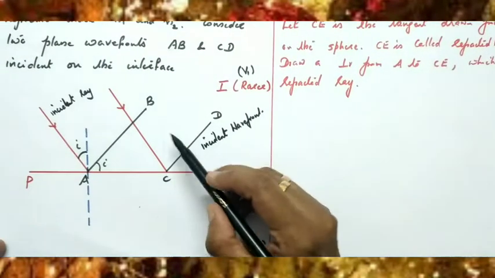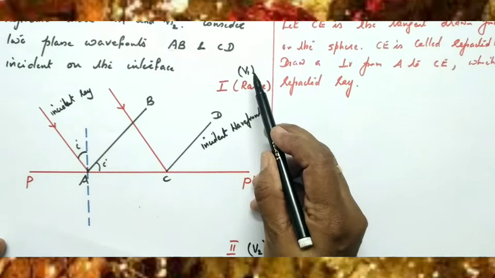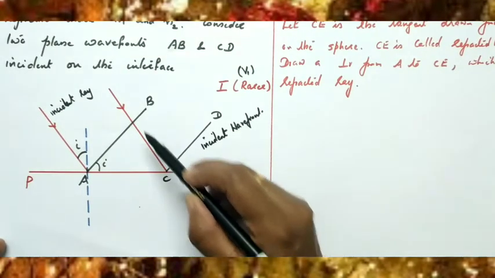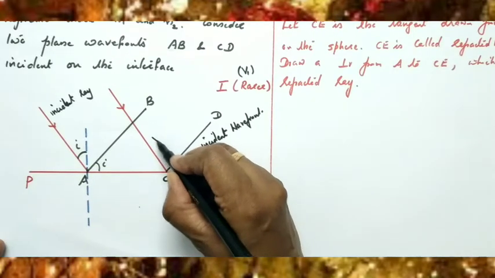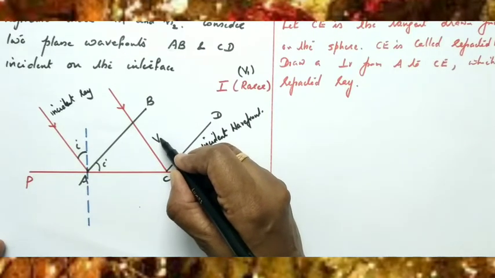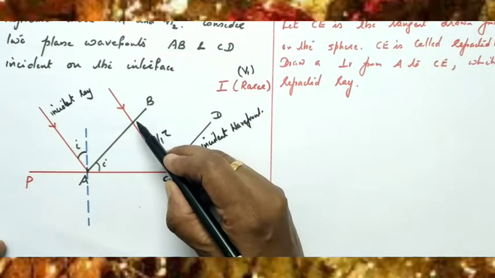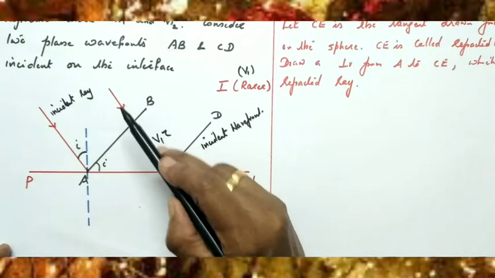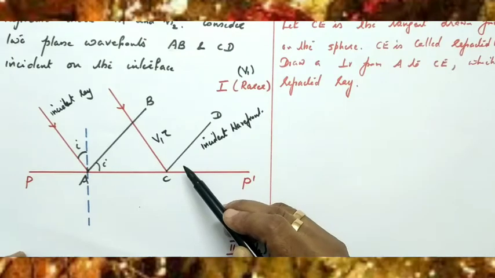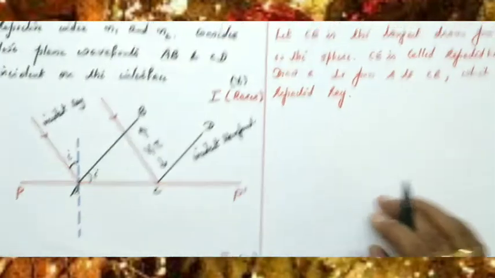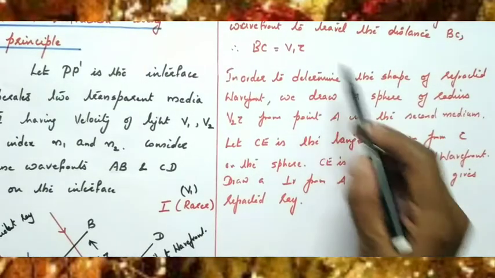So, the velocity of light in the first medium is V1, and the time taken by the wavefront to move from B to C is tau. So, what is the distance BC? BC is equal to velocity into time, therefore it is V1 tau, because V1 is the velocity and tau is the time taken by the wavefront to move from one point to another. So, BC is equal to V1 tau.